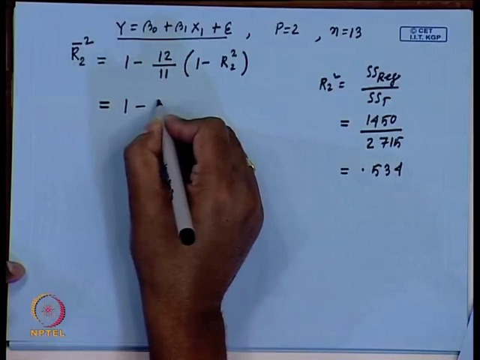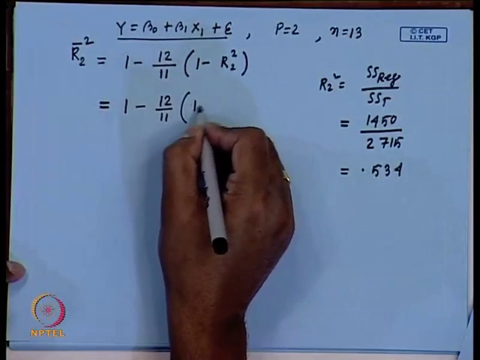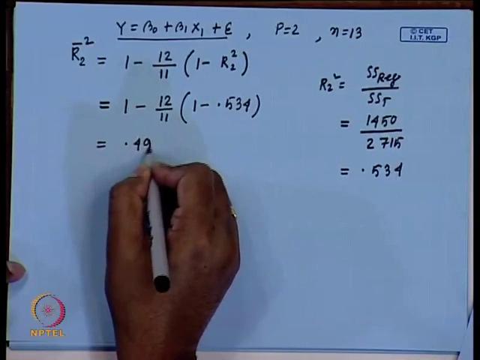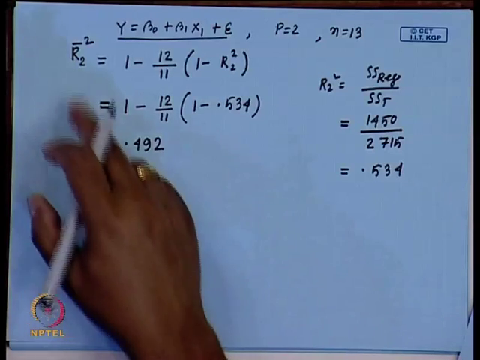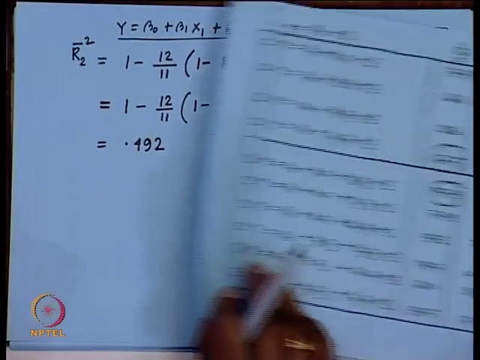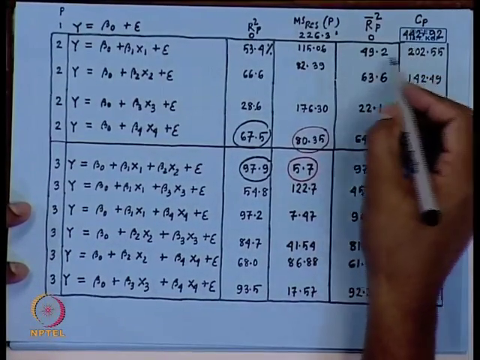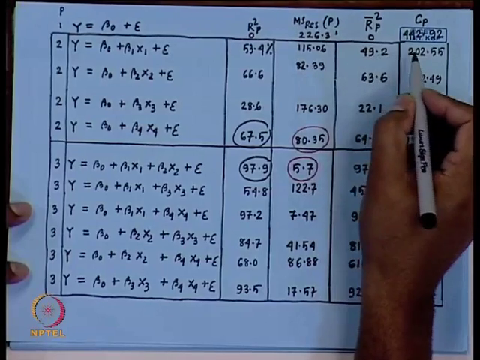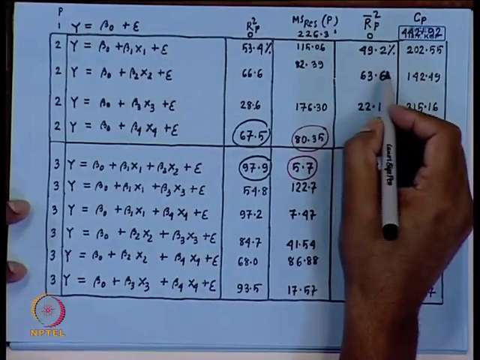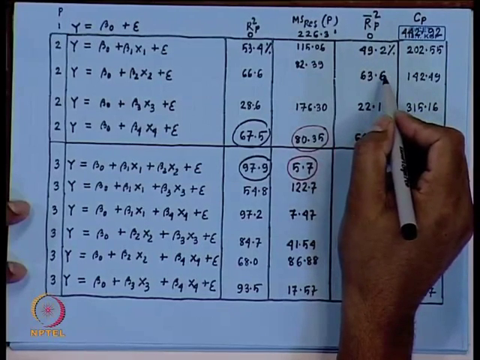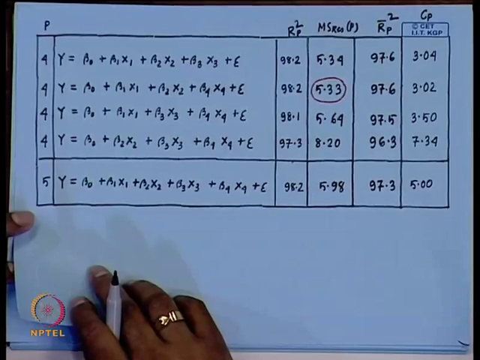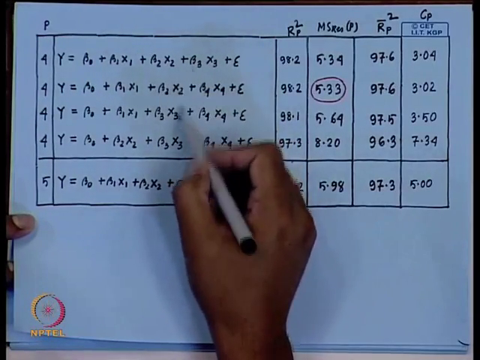So, this value is equal to 1 minus 12 by 11 into 1 minus 0.534, which is going to be equal to 0.492. So, this is the value of the adjusted coefficient of multiple determination for the first model. I am writing it in percent, so instead of 0.492, I am writing 49.2%. Similarly, you fit the second model and get the value of the adjusted coefficient of multiple determination. Similarly, you do it for all the models involving 3 regressors and 4 regressors.